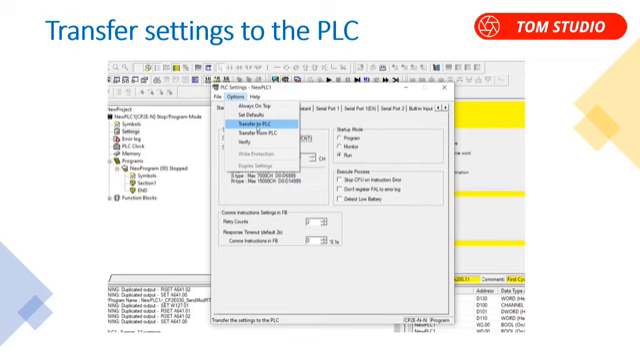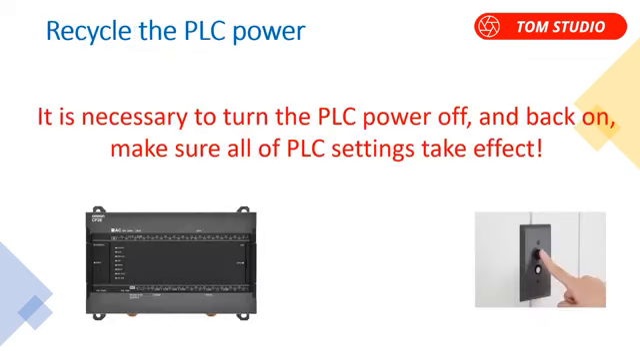For CP series micro PLCs, it is always necessary to turn the PLC power off and back on, to make sure all of the PLC settings take effect.